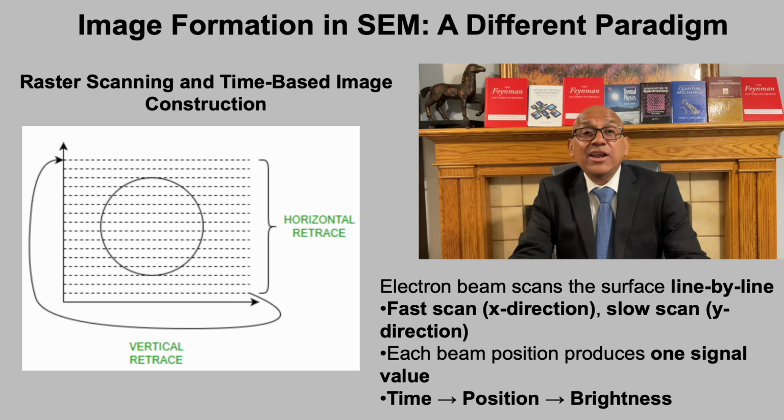This is why scanning coils are so important in SEM. They do not form the image themselves. Instead, they define where the beam is at every moment. The image emerges gradually, point by point and line by line, as the scan proceeds.